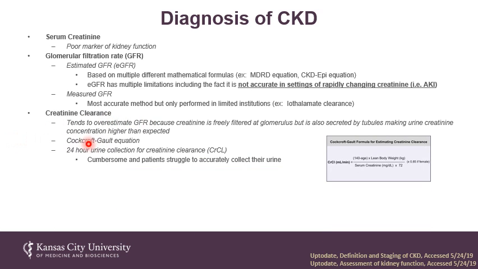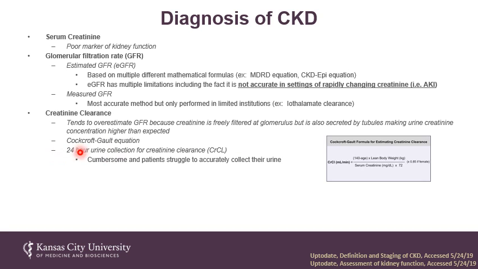There's something called the Cockcroft-Gault equation. This is the formula here. It's not used all that much. It's used predominantly in medications. That's how they estimate what GFR you can give a medicine at.